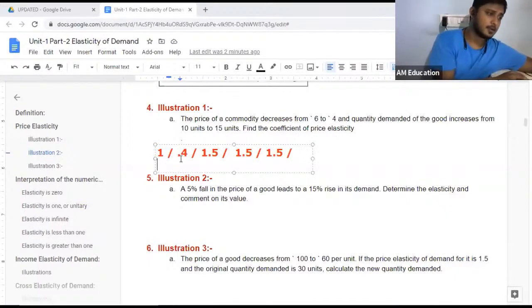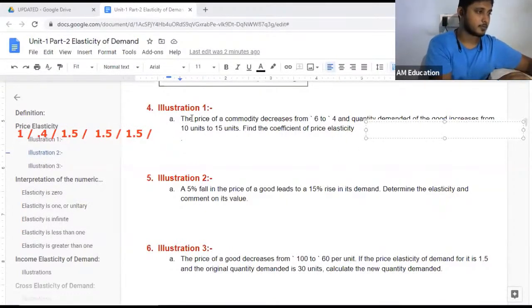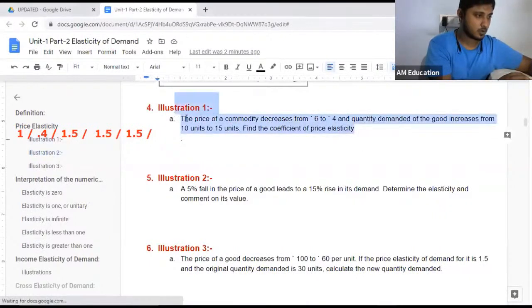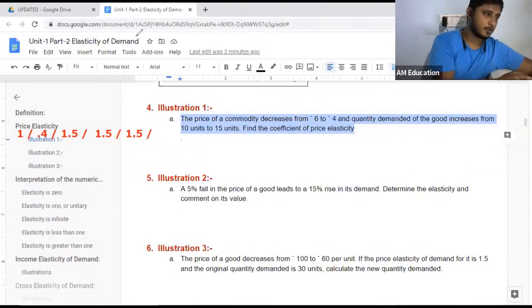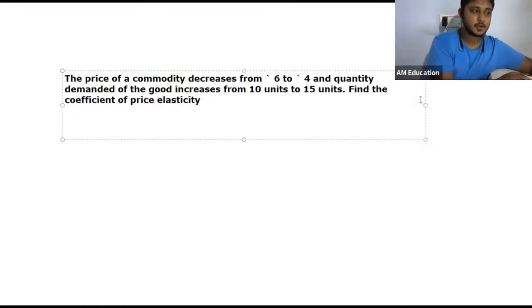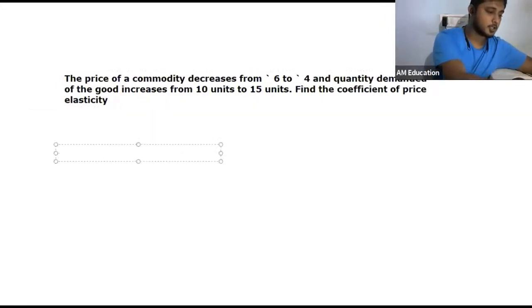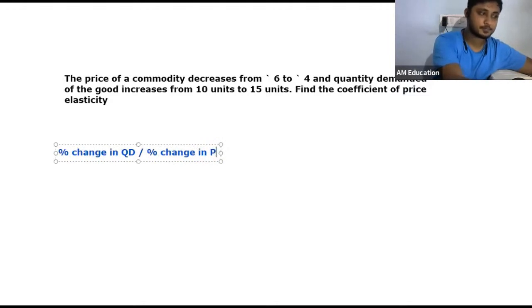Let's see. Now, what did we just tell? Okay, let's just do one thing. So what is the question? Price elasticity of demand, no? So what is the answer for that? The formula is percentage change in quantity demanded divided by percentage change in price, right? So individually I have to find out the percentage change in quantity demanded and the percentage change in price.